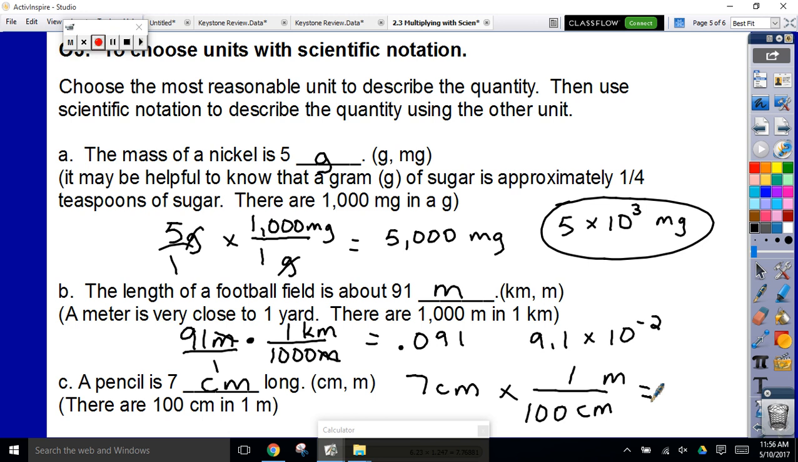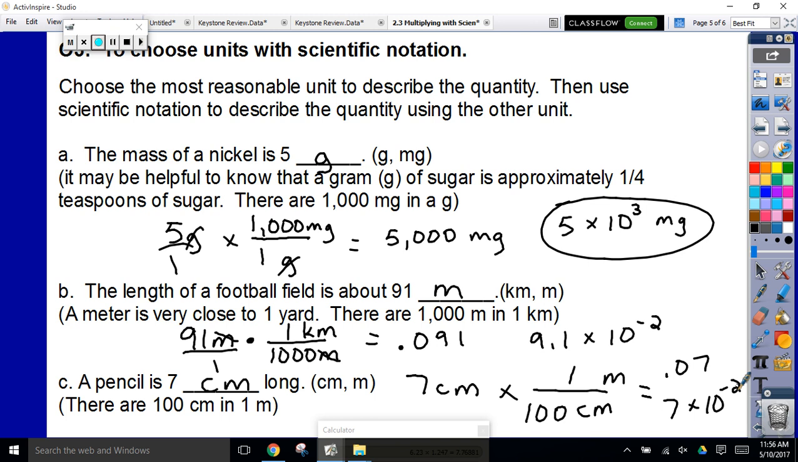You don't need a calculator for dividing by 100. 0.07. And how would I write that in scientific notation? 7 times 10 to the negative second. Negative second again. Good. Okay, any questions about this?